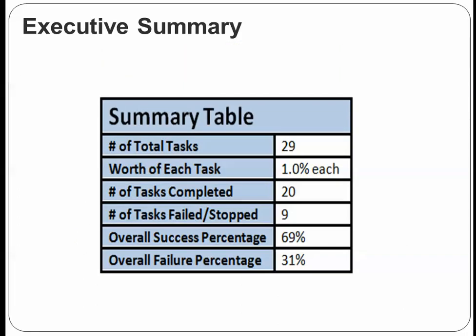I inadvertently omitted 1 task during the test with the parent, so test participants collectively attempted 29 tasks. Participants were able to successfully complete 20 tasks, or 69%, and they were unable to complete 9 of the tasks, or 31%. I will be describing the issues I uncovered a little later in this presentation.